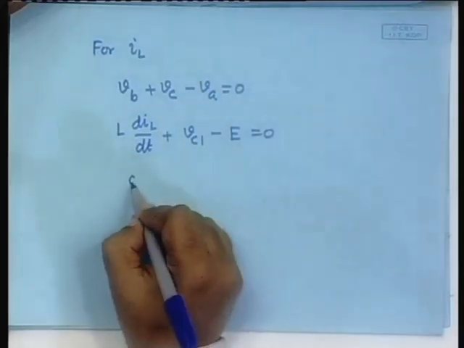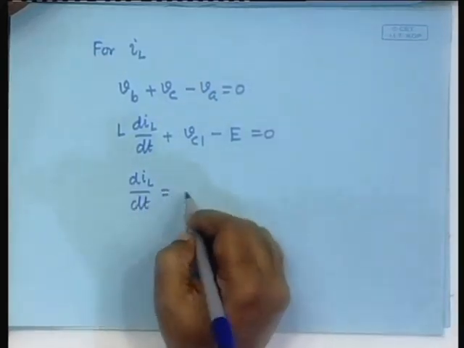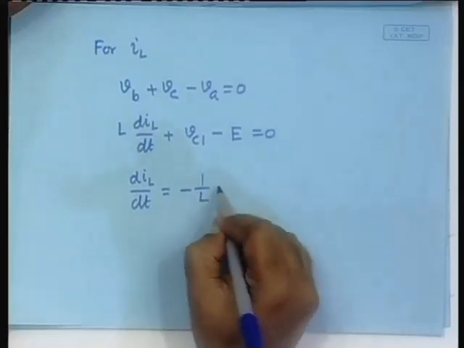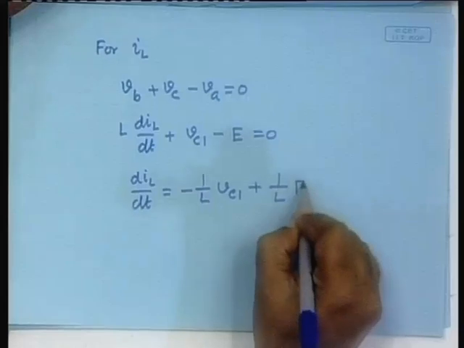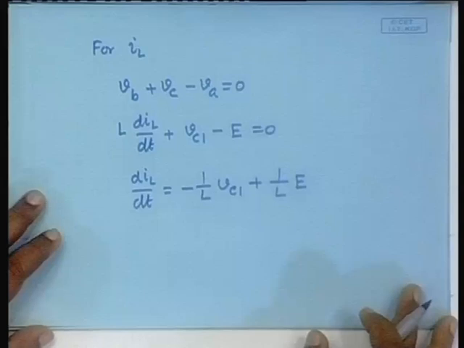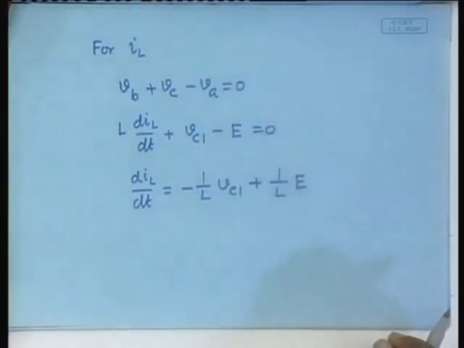So, dIL dt is equal to minus 1 by L VC1 plus 1 by L E. That is the third equation. Clear? So, once you identify the standard tree, the rest of the things become pretty simple. Let us quickly do one problem.